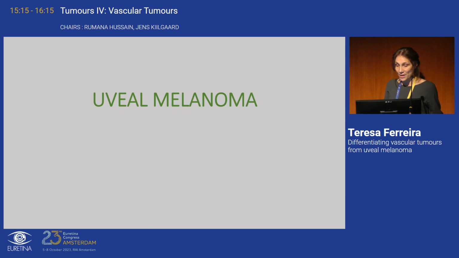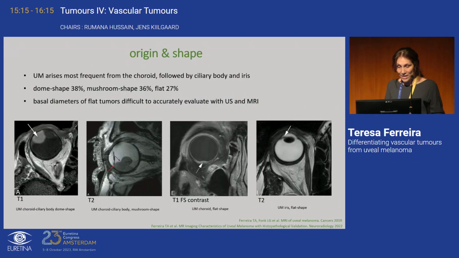Moving now to uveal melanoma. So uveal melanoma arises most frequently from the choroid, followed by the ciliary body, and in a small percentage from the iris, and they can have different configurations. Here you have an example of a dome configuration, here of a mushroom configuration, and on these images you see very flat tumors, so very thin tumors, one arising from the choroid, the other one there arising from the iris, both very thin, but with high resolution images, we can see them on MRI.